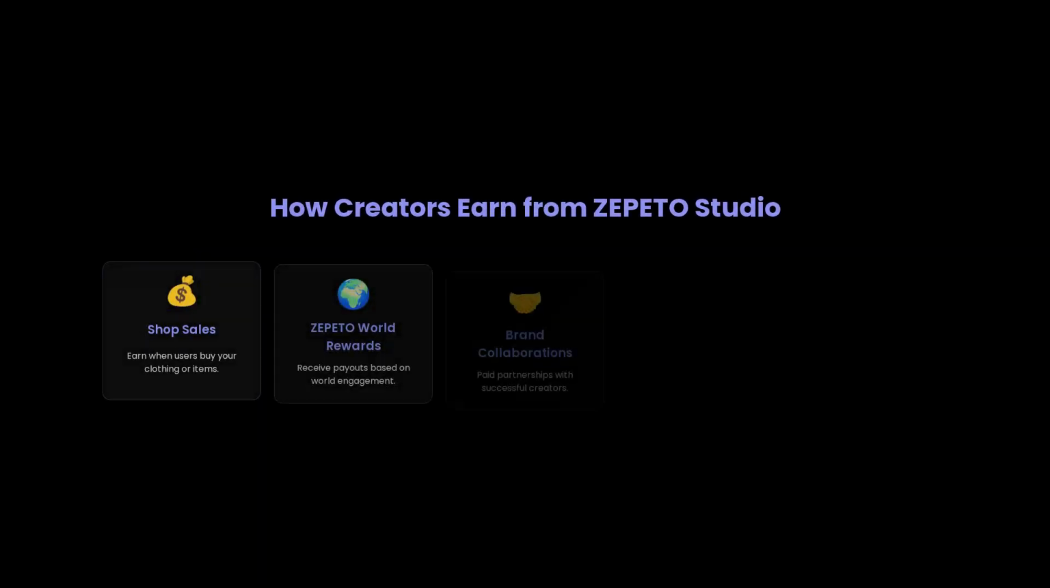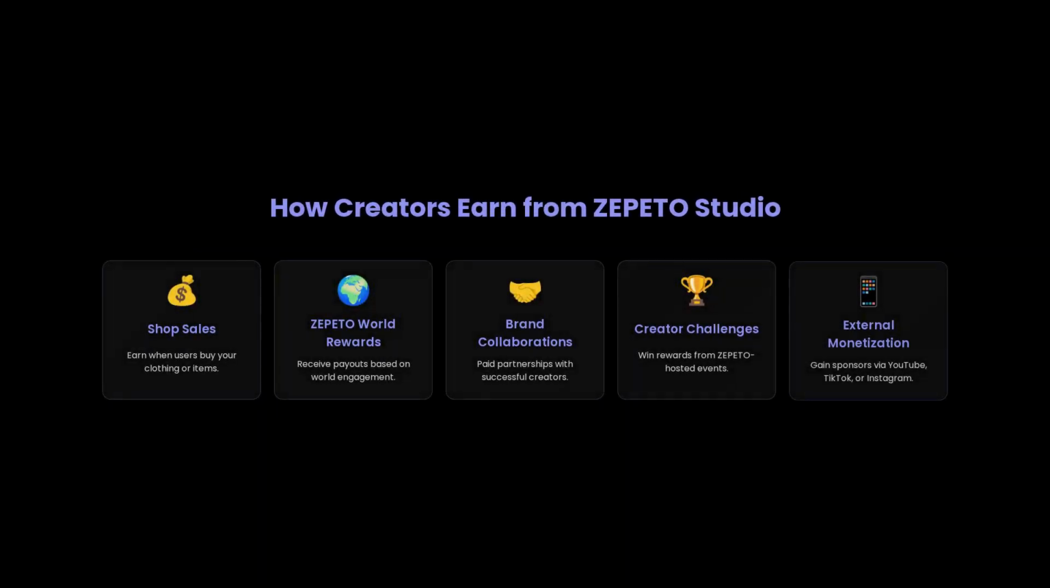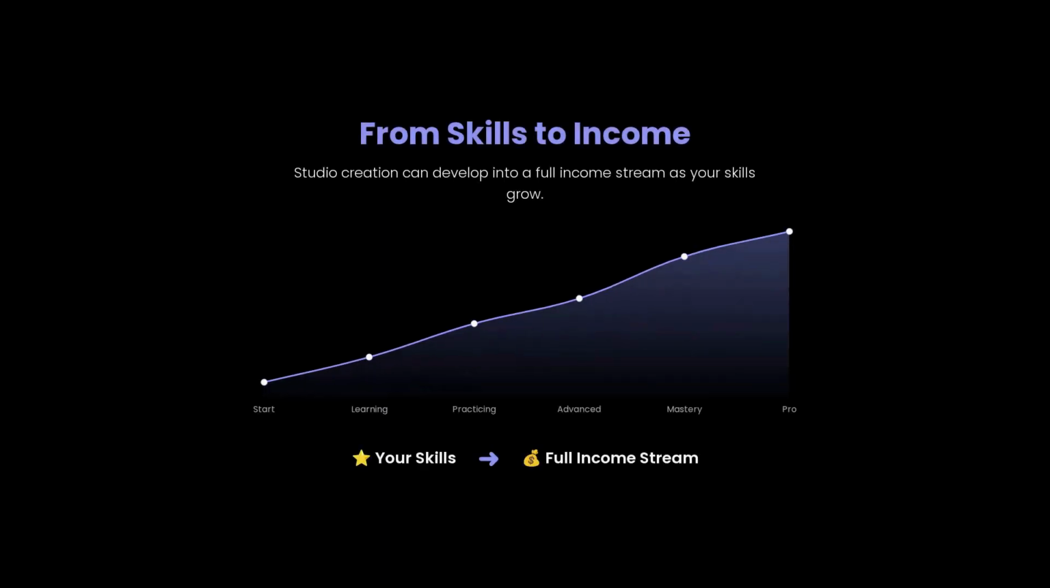Creators can earn in multiple ways. Shop sales, earn when users buy your clothing or items. ZEPETO World Rewards, some worlds receive payouts based on engagement. Brand collaborations, companies often work with successful creators for paid partnerships. Creator challenges. ZEPETO sometimes hosts events and contests with rewards. External monetization. Creators often use YouTube, TikTok, or Instagram to show off their studio work and gain sponsors. Studio creation can develop into a full income stream as your skills grow.